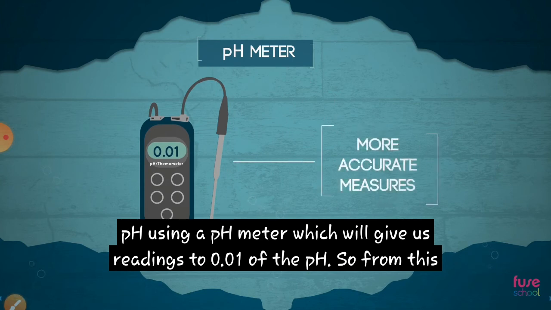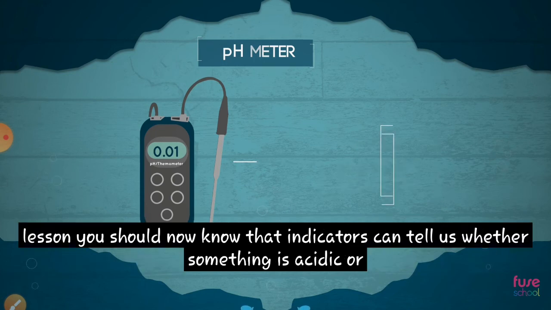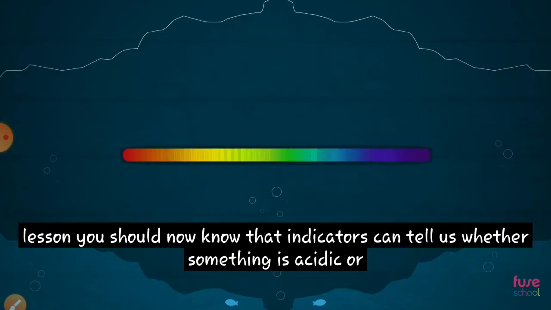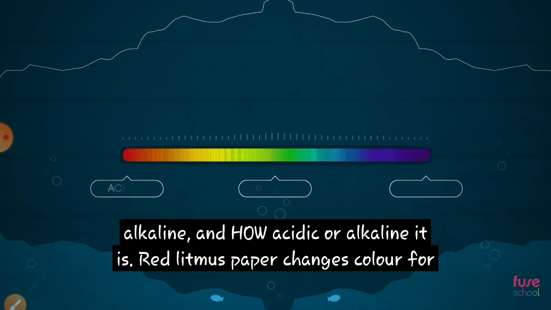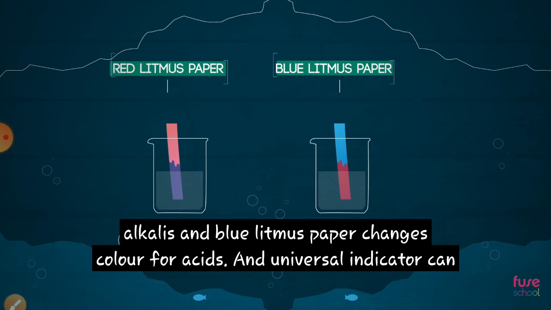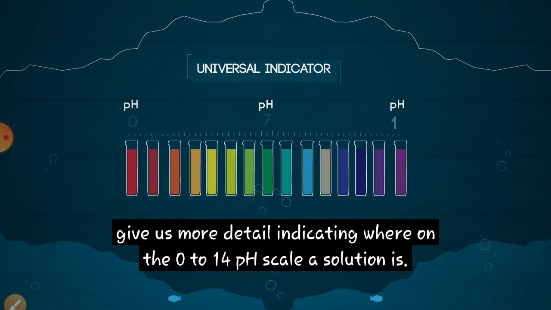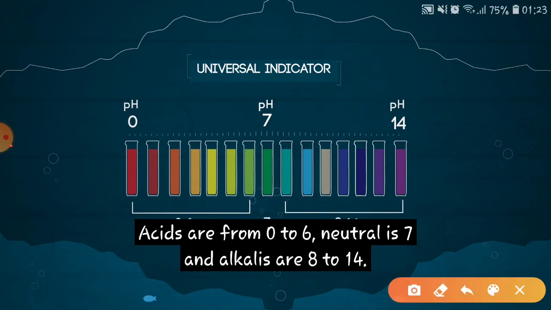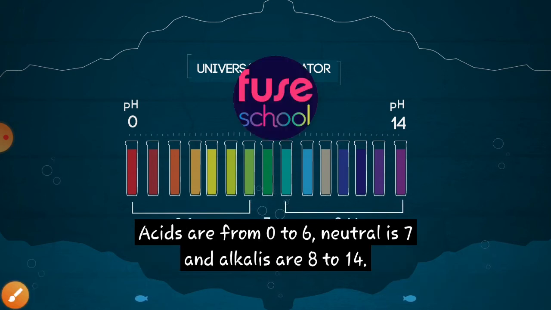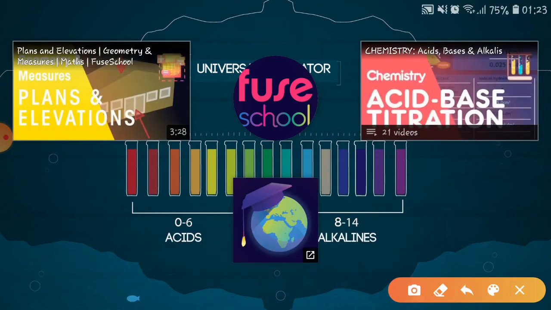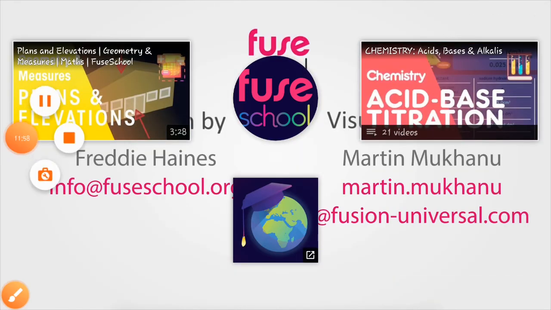So from this lesson, you should know that indicators can tell us whether something is acidic or alkaline and how acidic or alkaline it is. Red litmus paper changes color for alkalis and blue litmus paper changes color for acids. And universal indicators can give us more detail, indicating where on the 0 to 14 pH scale a solution is. Acids are from 0 to 6, neutral is 7, and alkali from 7 to 14.